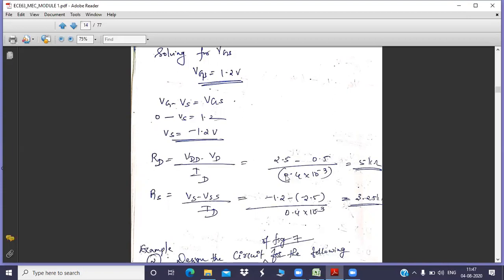If you are just putting 0.4 here, it will be in kilo ohm. Or if you write 0.4 into 10 to the power minus 3, it will be in ohm, and you need to convert that ohm into kilo ohm. How are you going to convert this ohm into kilo ohm? Just divide by 10 to the power minus 3, and you will get the answer in kilo ohm. So this also you can try later with your calculators.